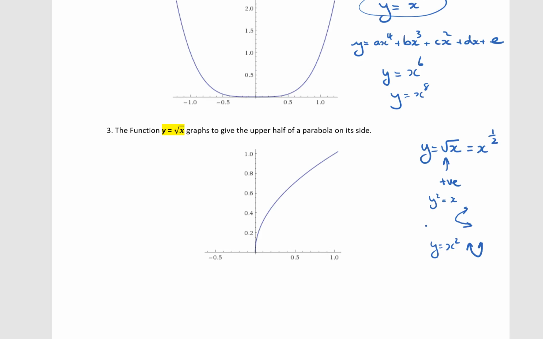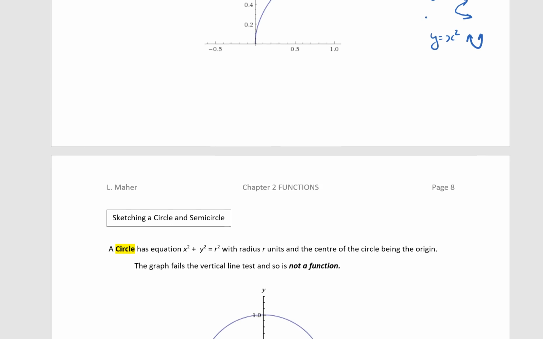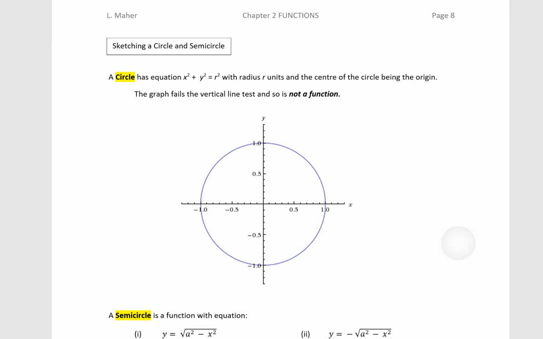The other graph that I've also grouped into here is a circle, because we've got powers of x and y, both squared, giving the radius squared. Hopefully you've seen that equation before. What we know is that this is not a function because it doesn't pass the vertical line test, but just familiarise yourself for now with something in this format.